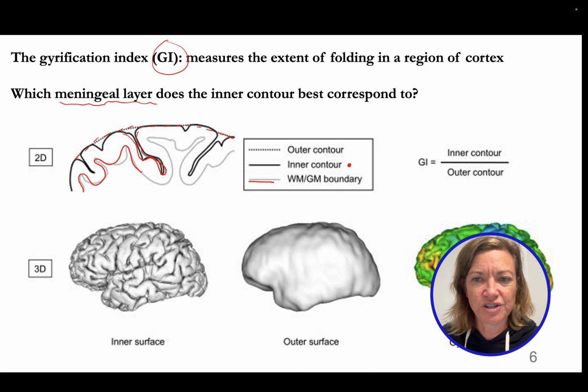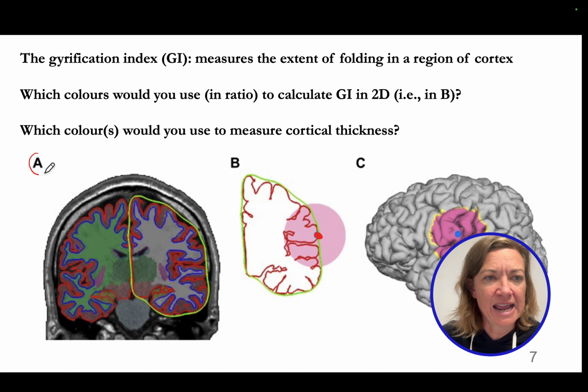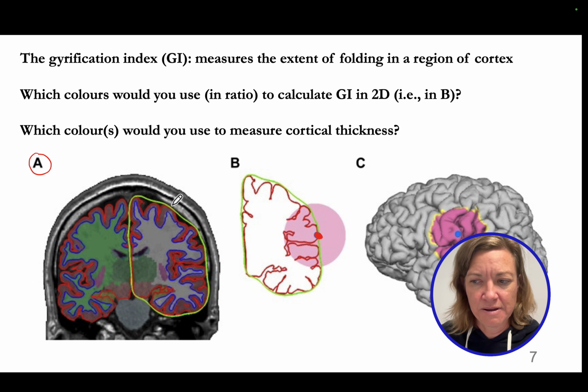And by putting those in ratio, you can get a map like this, where higher GI corresponds to higher gyrification, or more cortical folding. So this is a little question slide for you. If you wanted to measure the gyrification ratio here, what 2 colors would you use in ratio? And as a side question, if you look at A, how would you measure cortical thickness in A? And cortical thickness is another measurement of the brain.